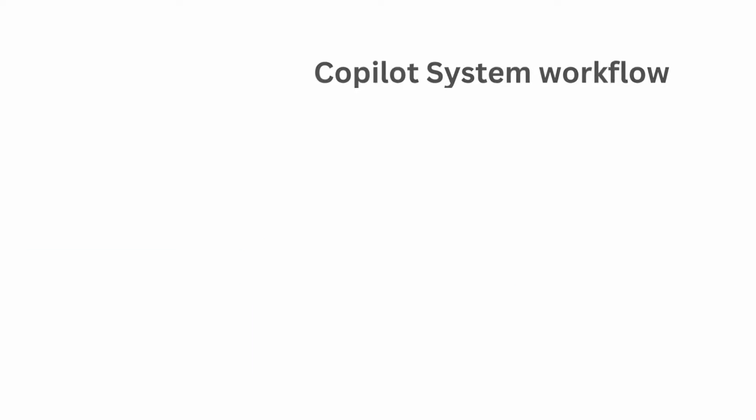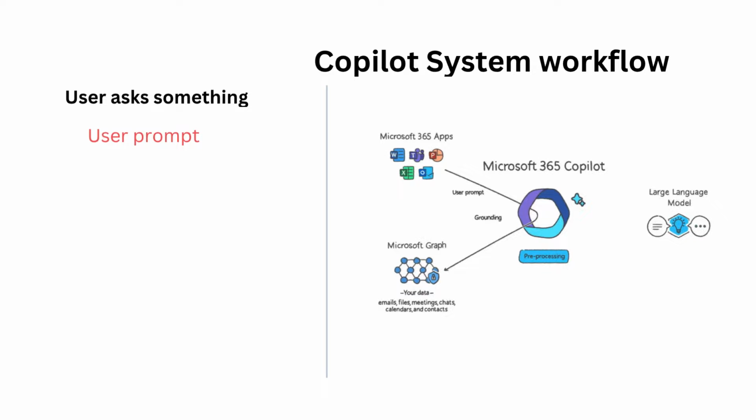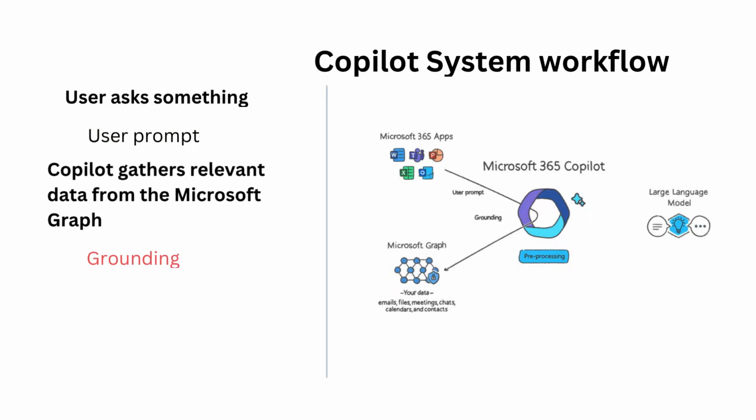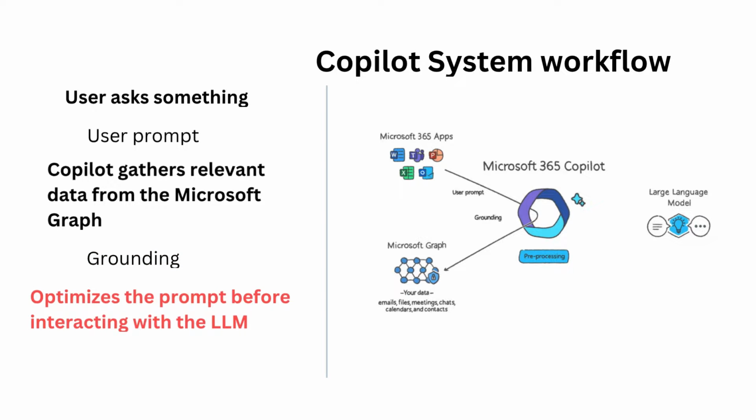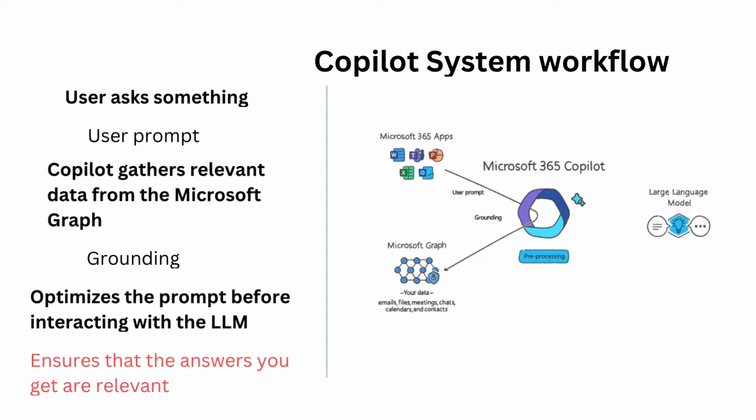Here's how Copilot works. You type a request, called a prompt. Copilot pulls related info from your company's data, called grounding. It uses that info plus the prompt to generate a helpful, relevant answer. Your data stays safe. Copilot only shows you what you're allowed to see, and everything stays inside your organization.